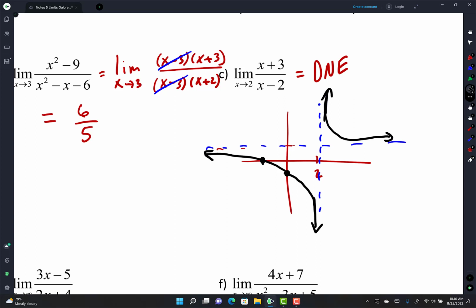Do you see how we did it? If I approach from the right-hand side, I'm talking about numbers bigger than 2. 2.1, 2.01, 2.001. And the top is always going to be a number close to 5, right? So 2 plus 3, 5. When I subtract 2, it's going to be a really small positive number. 5 divided by a super small positive number is positive infinity. Does that make sense?